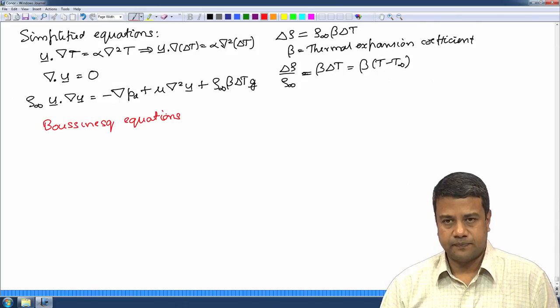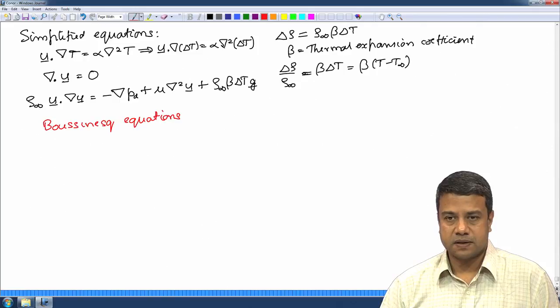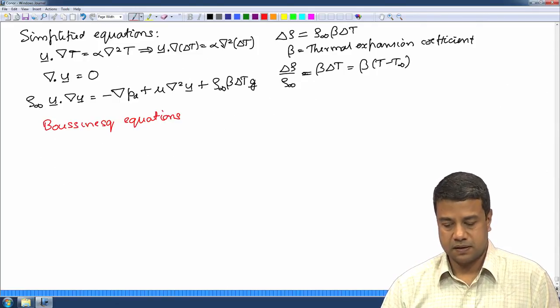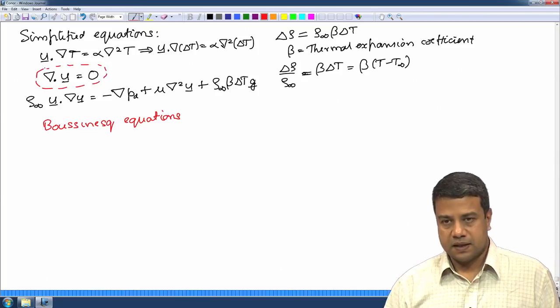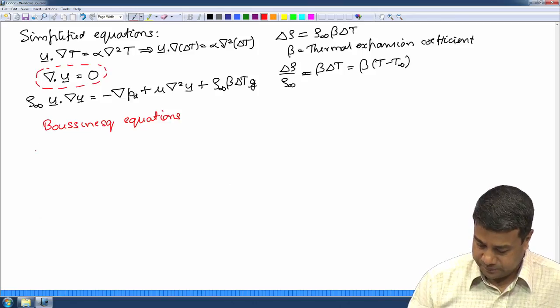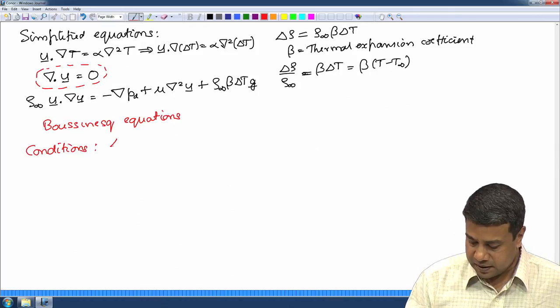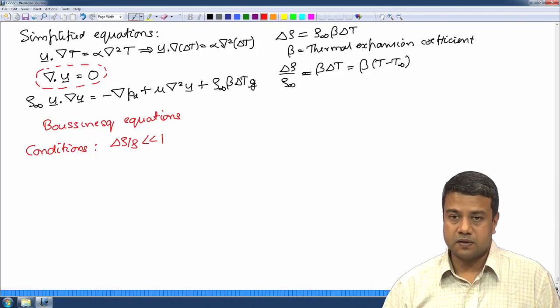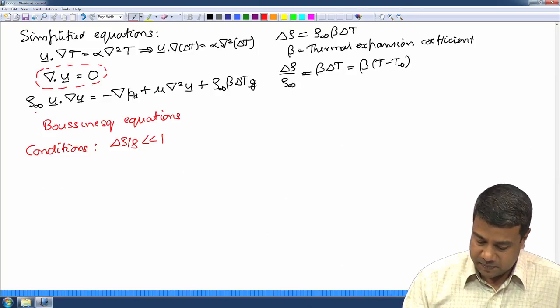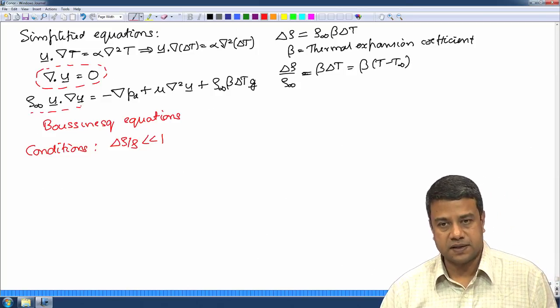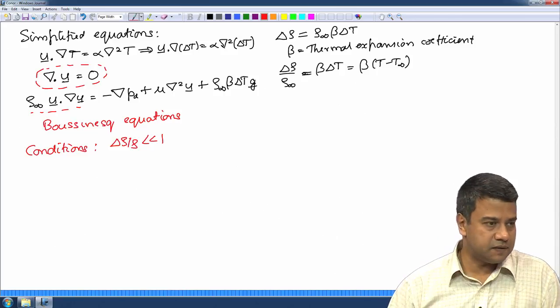for natural convection. The assumptions that we have made here: one is that in the mass conservation equation, we assume that there is no change in density. In the mass conservation equation, we assume that the density is constant. That implies that delta rho by rho is small. Only then can I assume that the density is not varying in the mass conservation equation. A similar assumption has been made in the momentum conservation as well: the change in density is small compared to the density far away.